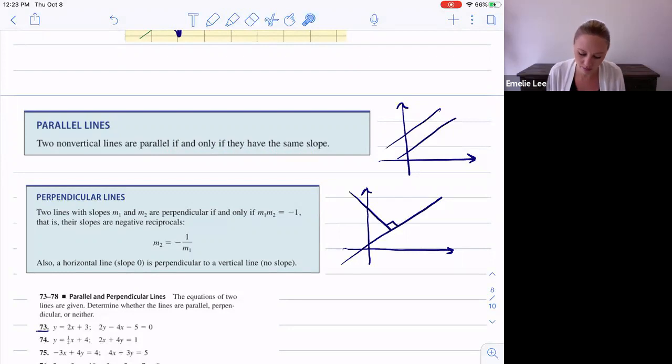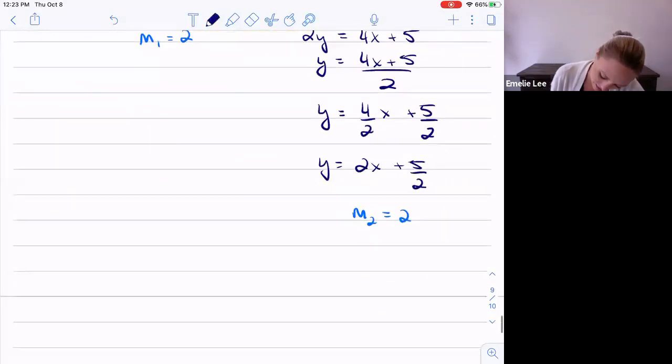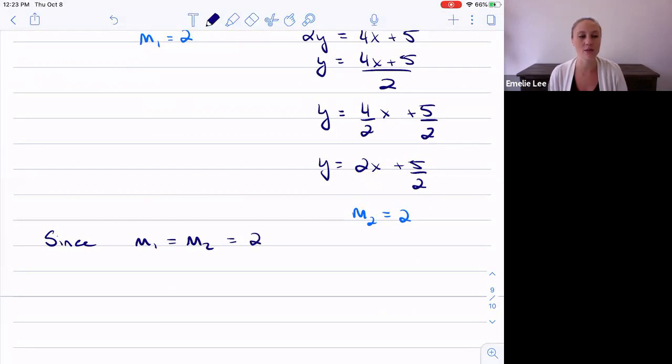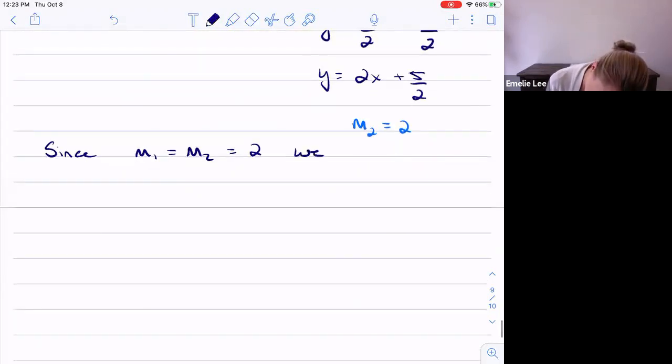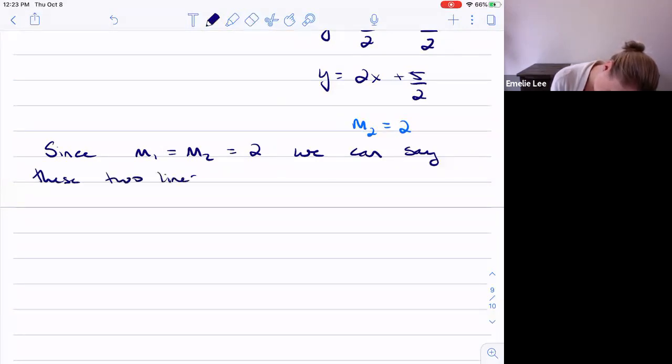So what I'm going to do is I'm going to say, since m1 equals m2, and then to highlight that they both equal 2, I'm going to say equals 2, we know these lines are parallel. Or we can say these two lines are parallel.